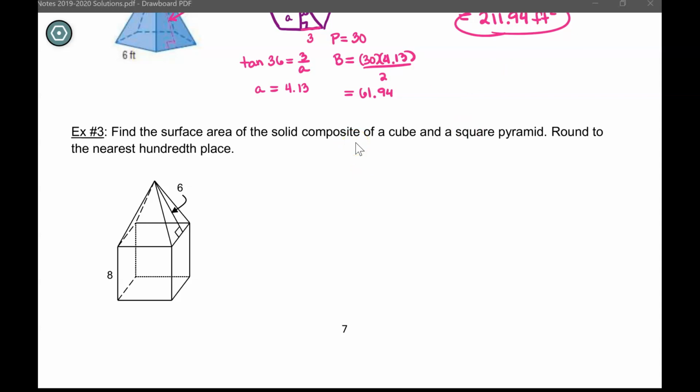So what we want to think about is there's a pyramid sitting on top of the prism, which means this base is on the inside. It's not on the outside. And keep in mind, when we're doing surface area, we only want what's on the outside.